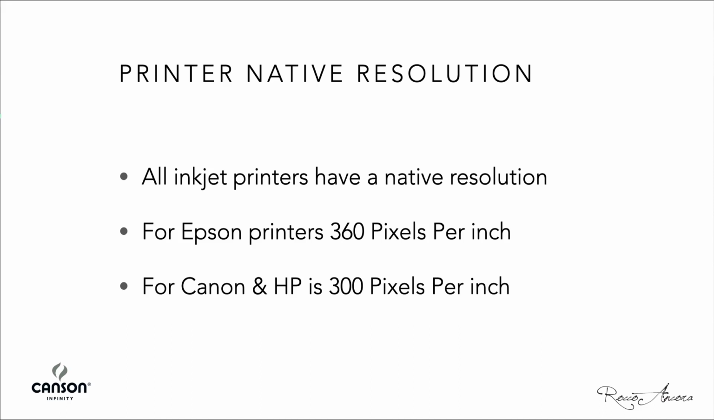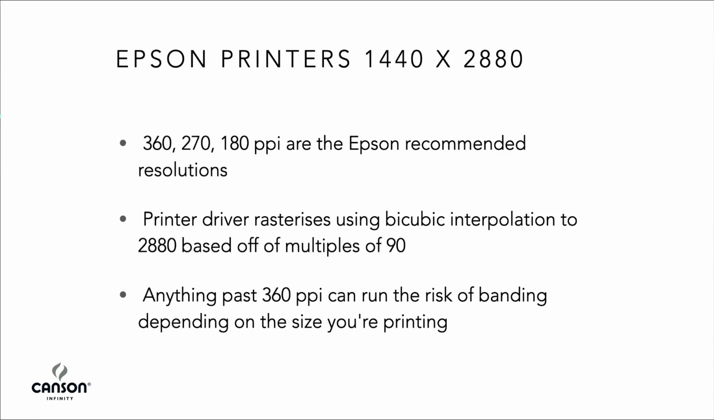For example, if your image is set at, say, 200 pixels per inch at 8x10 and the printer's native resolution is, just say, 300, then the printer driver will resample. It will interpolate and upscale that image to 8x10 at 300 pixels per inch. Now, most of the time your printer will do an okay job, but it certainly won't do as good a job as what we can with the control that we have inside of Photoshop. So let's get back to printing on Epson. So 360, 270, 180 are the Epson recommended resolutions. Now, this all depends on how big we're actually printing our file.